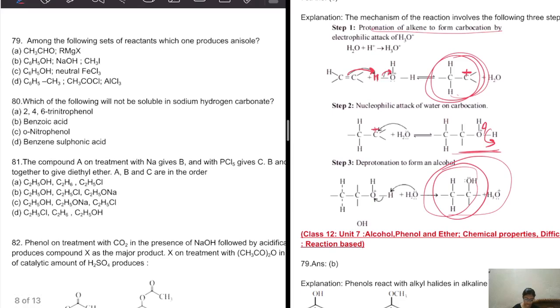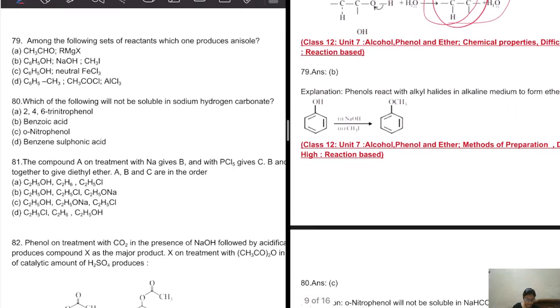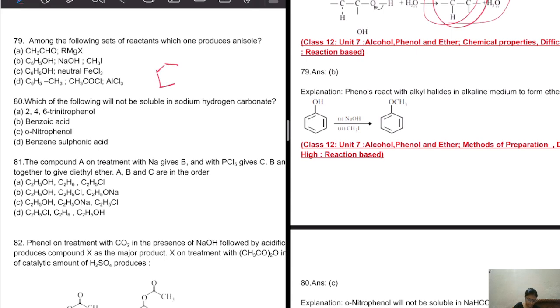So let's see the next question now. Among the following sets of reactants, which one produces anisole? What is anisole? This is anisole. How can it be produced? So we have an O group here. So obviously what we need is alcohol. We should have OH. It is there in these options.